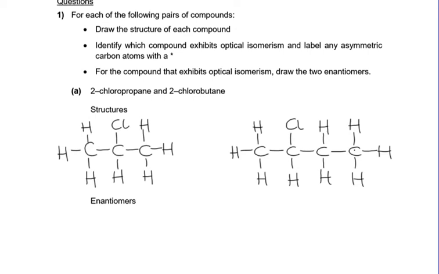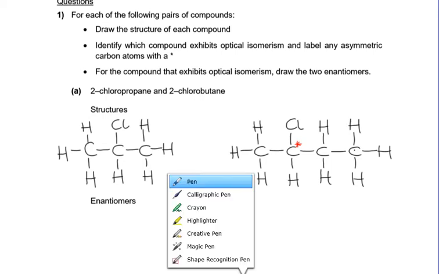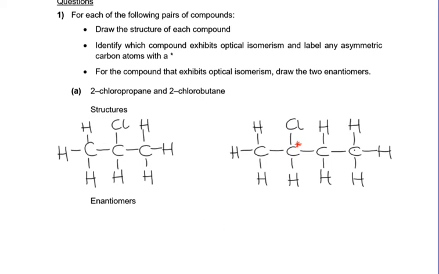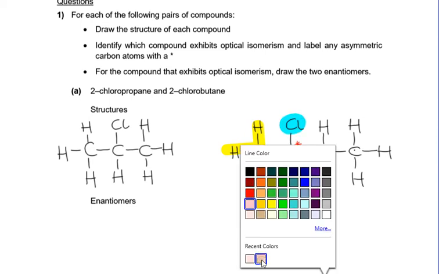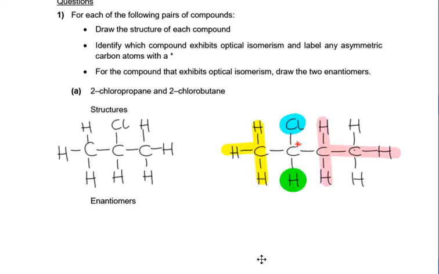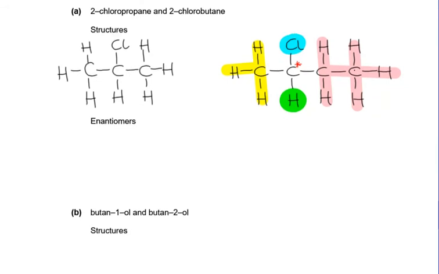When you look at 2-chlorobutane on the other hand, this carbon here does have 4 different groups, and we can see that we've got a methyl group, a hydrogen, a chlorine, and then final one, we've got this ethyl group. All of this is an ethyl group, 4 different groups attached to that carbon. So for 2-chlorobutane we can draw non-superimposable mirror images.